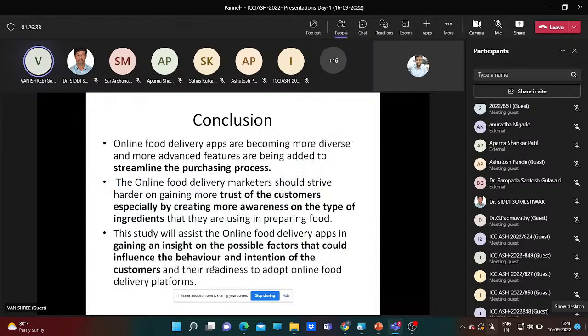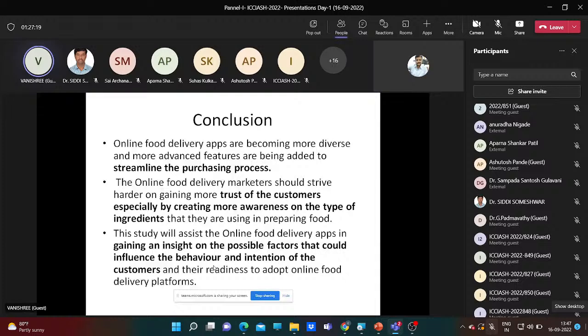So the conclusion over here is that online food delivery apps are becoming more diverse, and more advanced features are being added so as to streamline the purchasing process. There is still much more scope for online food delivery apps to streamline the purchasing process, especially with the type of technologies being implemented, like IoT, machine learning, and AI. All this will help customers to get an even better experience of online food delivery.